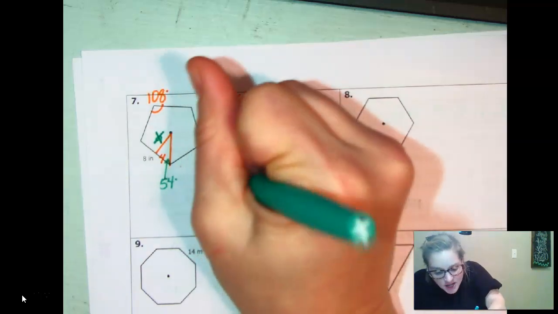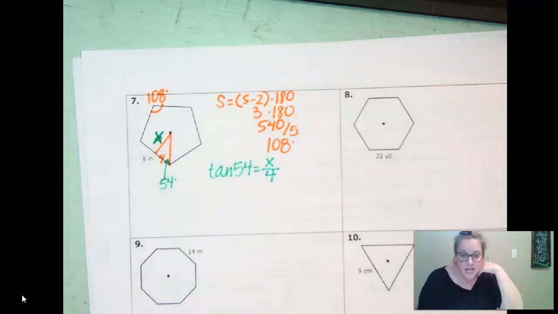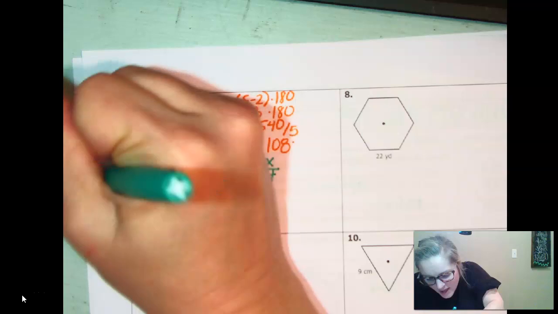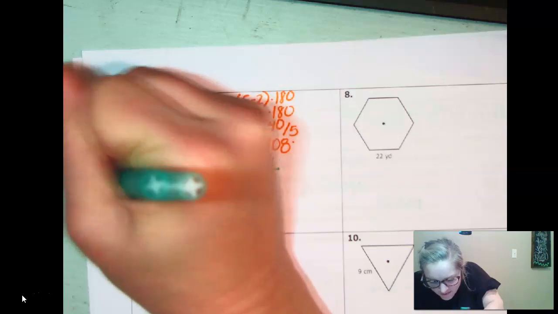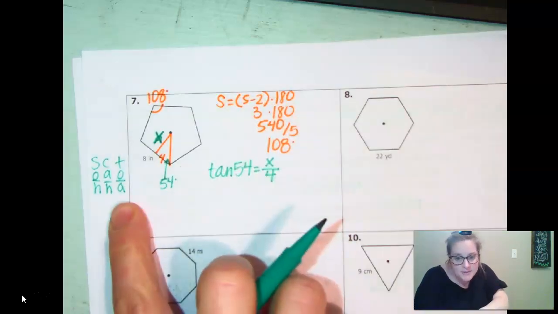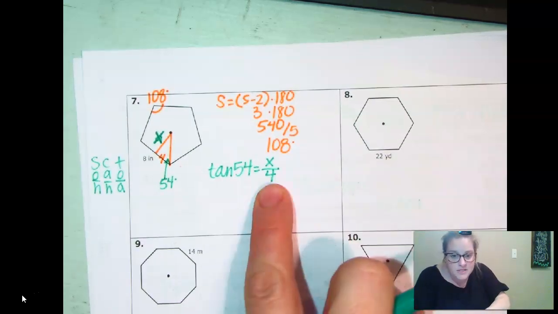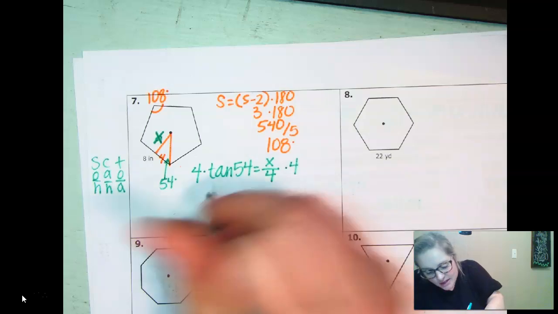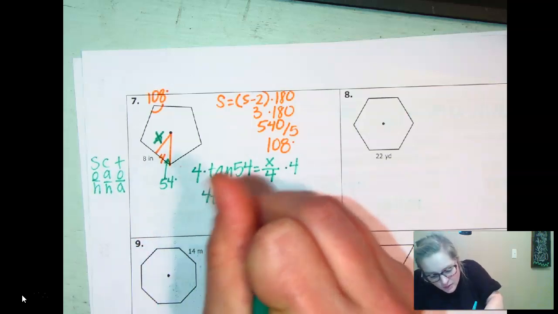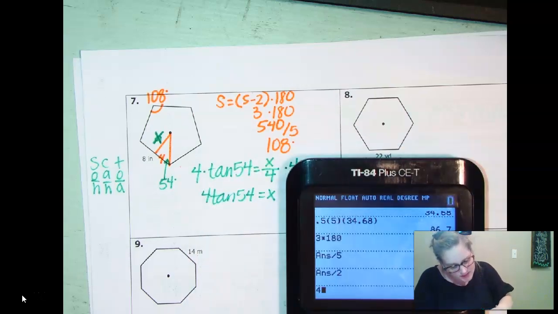So tangent of 54 is going to equal X over 4 because tangent is the TOA. SOHCAHTOA. Remember? So we have opposite over adjacent. The opposite is X. The adjacent is 4. Okay? Now, if 4 is on the bottom, to get our X, all I have to do is multiply by 4. And then type that in my calculator. 4 tangent 54 equals X. Okay? 4 tangent 54.